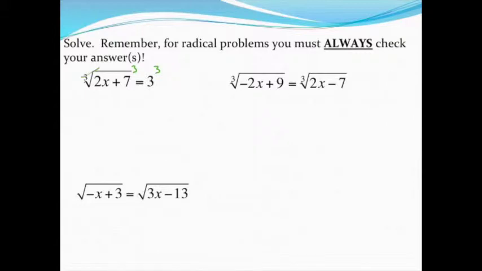Cubing a cube root will cause those to cancel out, leaving behind just 2x plus 7, and then I'll raise 3 to the third power as well and get 27 on the other side. From there, it's a very simple linear equation to solve. I'll subtract 7 from both sides, and then divide by 2, leaving me a final answer of 10.